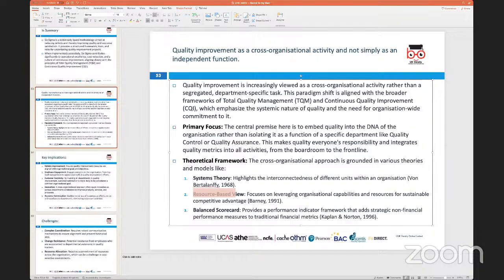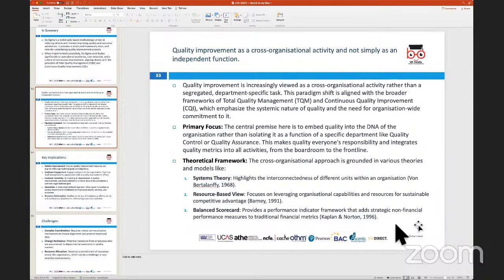Systems theory, and if you look at the balanced scorecard, is something that we've studied in this unit in Learning Outcome 1, wherein the performance measurement has to be done by taking into account financial, customer, internal processes, and learning and growth. These four parameters are taken into account when we look at the balanced scorecard being used as an indicator to implement cross-organizational activity to improve quality within the organization.